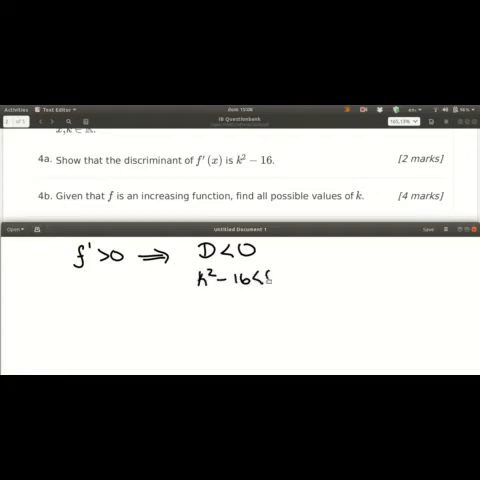We can solve this expression by adding 16 and taking the square root. Remember that k can be positive or negative, so that means the absolute value of k is less than 4. And if you remember, that is equivalent to negative 4 less than k less than 4.